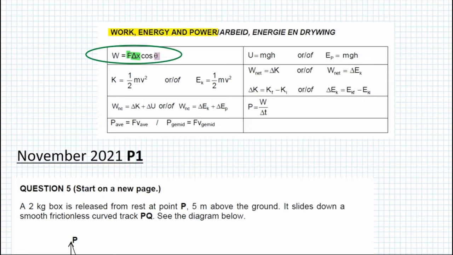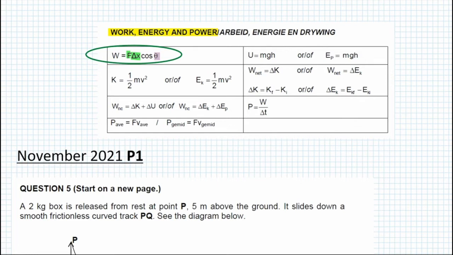Remember that theta is the angle between the force and the displacement of the object. Theta is not necessarily equal to the angle of an incline, so please be careful. See where your force is and compare its direction to that of the displacement.